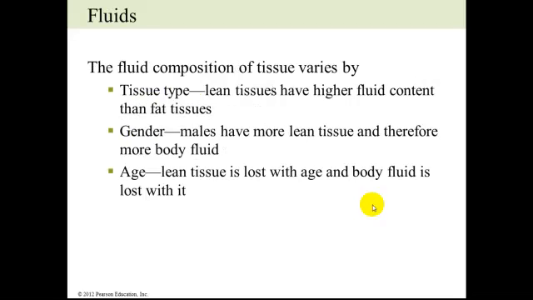Now how much fluid we have within a particular tissue varies highly depending upon the type of tissue. Lean tissues, tissues like muscle tissue, actually have a higher fluid content than fat tissues. That has to do with the fact that fat tissues are made of lipids, and lipids tend to repel water or be repelled by water.